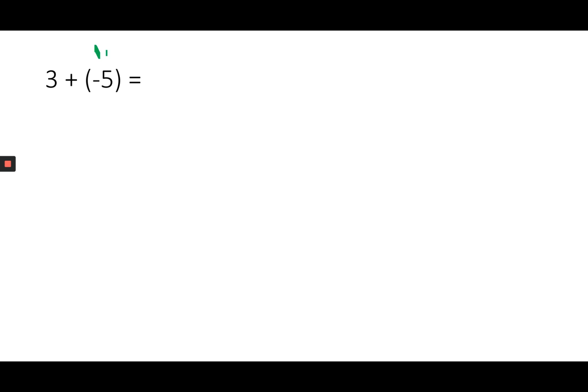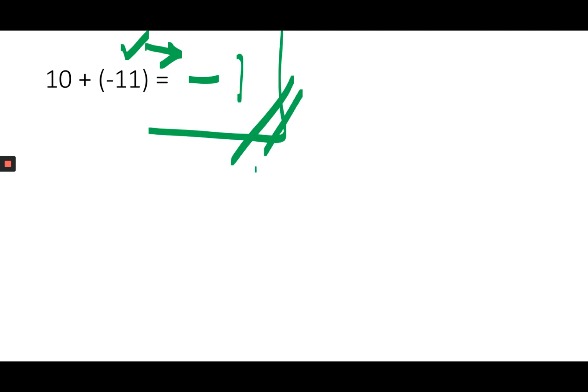In this case, again, negatives are winning because the absolute value of negative 5 is greater than the absolute value of 3. My answer is going to be negative. Negative what? 5 minus 3 is 2. Negative 2 is the answer. Here, again, the absolute value of negative 11 is bigger than the absolute value of 10. They are going to determine the sign. The sum is going to be negative 1 because 11 minus 10 is 1.